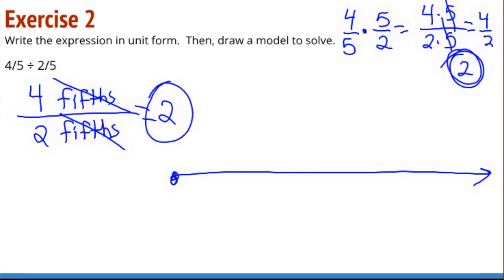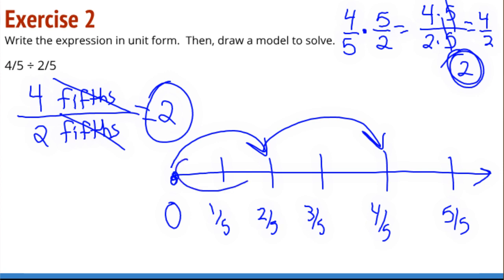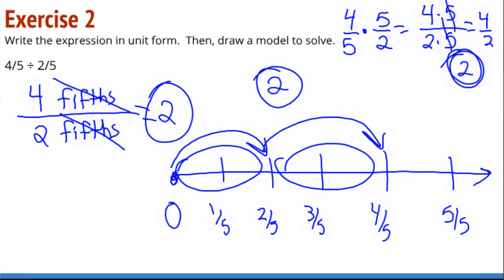Now I just need to work out a model here. I'll do a number line again. I need 1 whole, and that's 5/5. So I'll count by fifths. 1/5, 2/5, 3/5, 4/5. And we're counting by 2/5 this time. So here is 2/5, and here is 2/5 more. So I can see I've got 2/5 and 2/5. So I divide and I get 2 groups again. So still working out here.